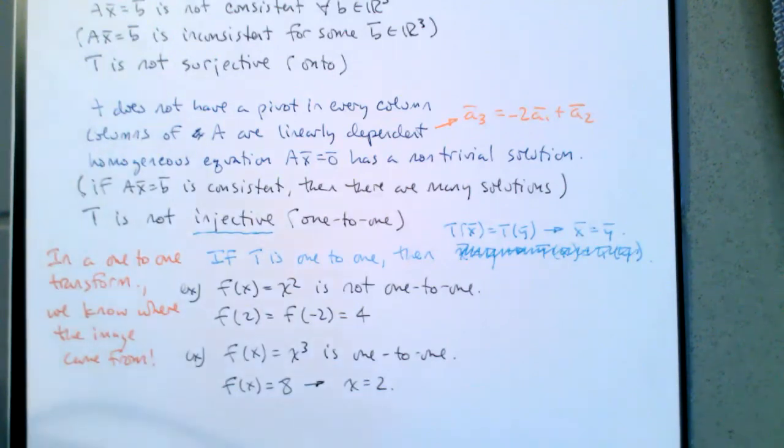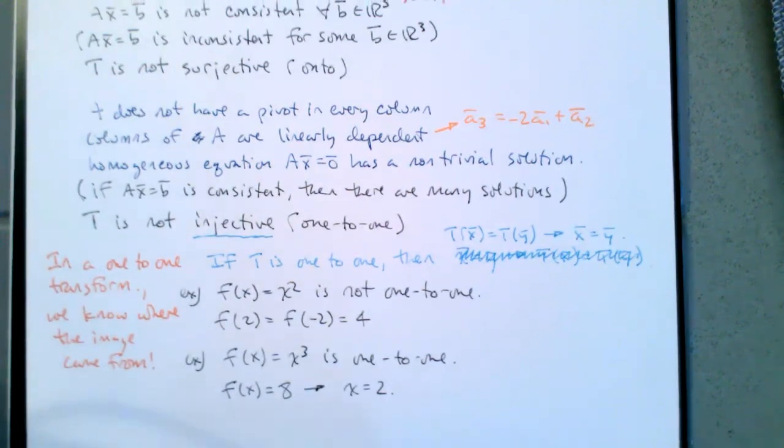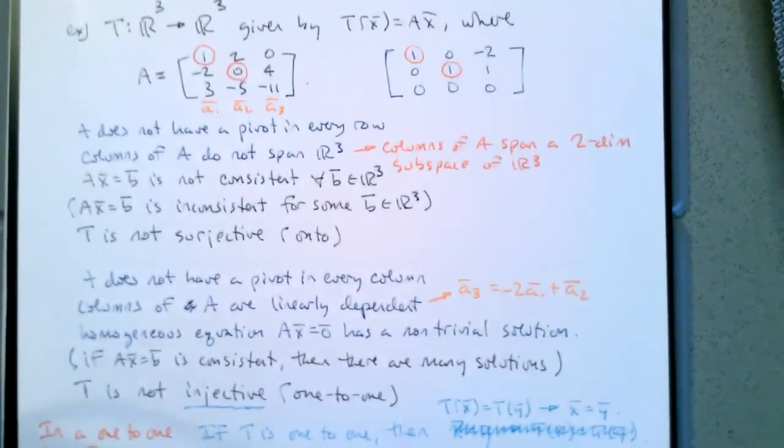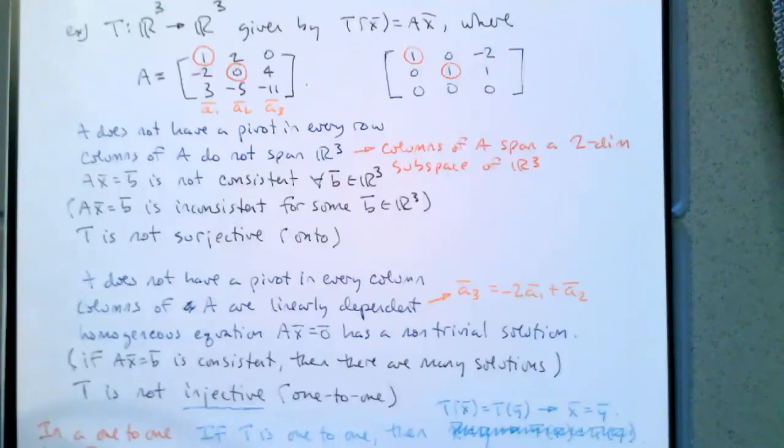So we can see if T is a transformation given by this map, multiplication by this matrix, since A does not have a pivot in each column, that means T is not injective. T maps lots of vectors onto one image.